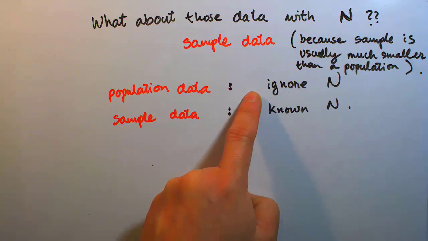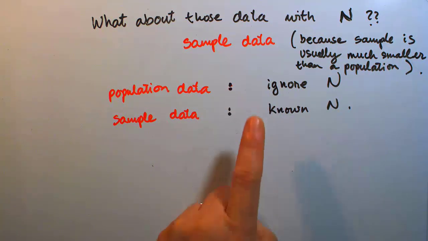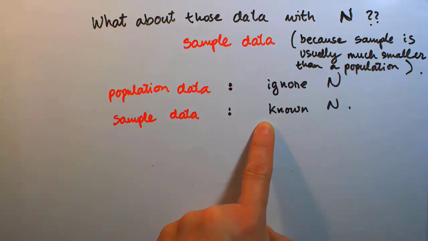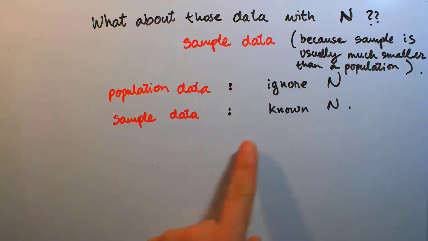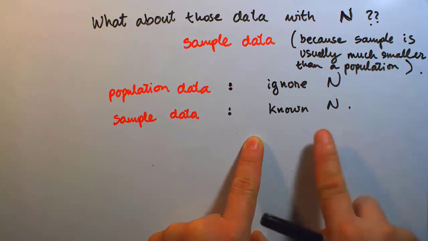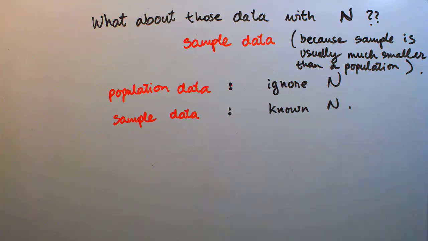But for now, since our journey has just begun in distinguishing between population data and sample data, all we have to keep in mind is that population data is the kind of data so big that we ignore the N count. Sample data is something that we actually collect, and a lot of the time it is much smaller than population data, so it is a good place to have a known N count like that.